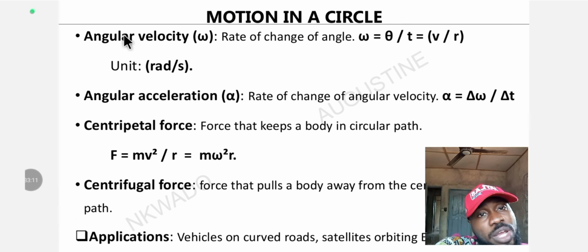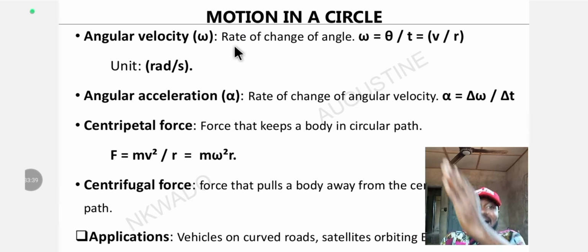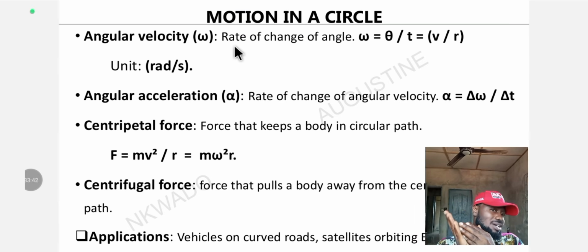The first motion in a circle we have here is angular velocity. And this ω here, that looks like a Greek letter, is the symbol for angular velocity. And what is angular velocity? Angular velocity is a velocity at an angle. It follows an angle. It is the rate of change of displacement at an angle.